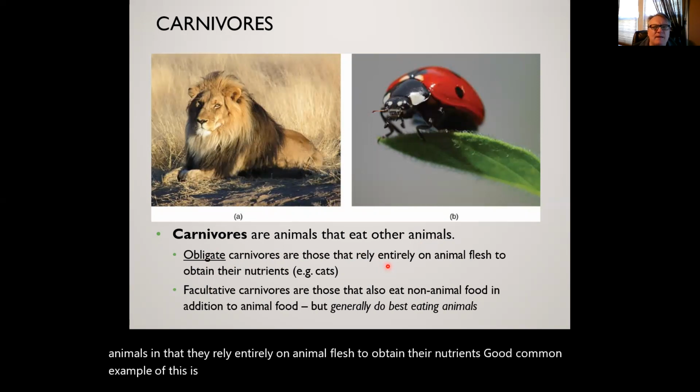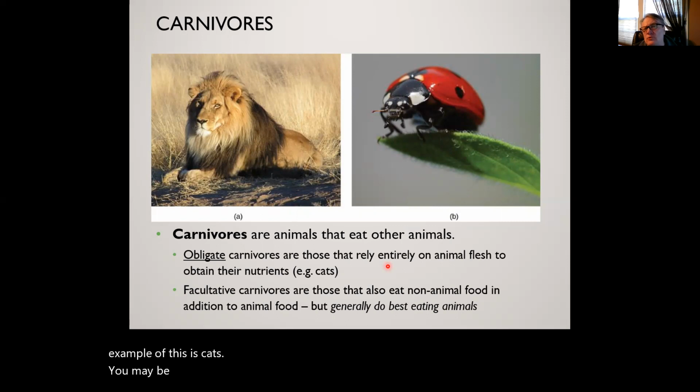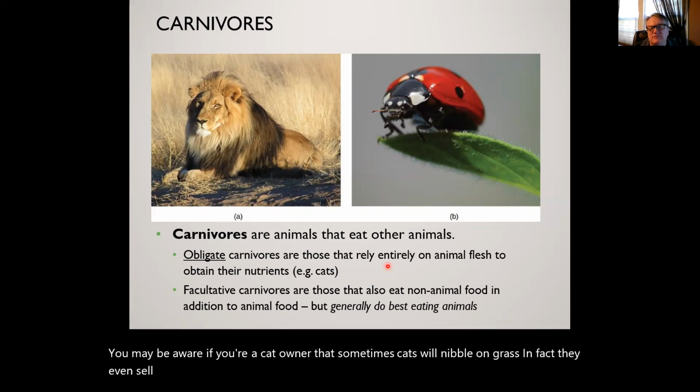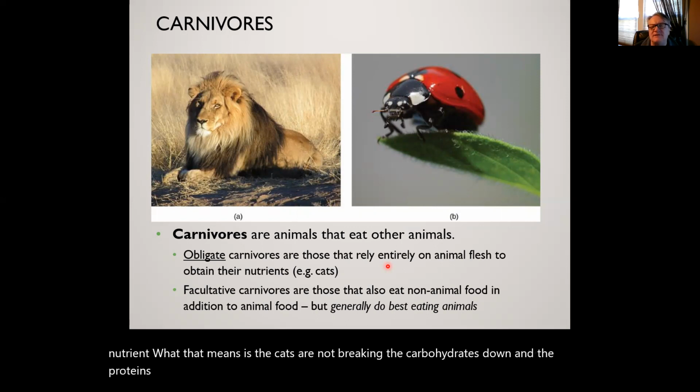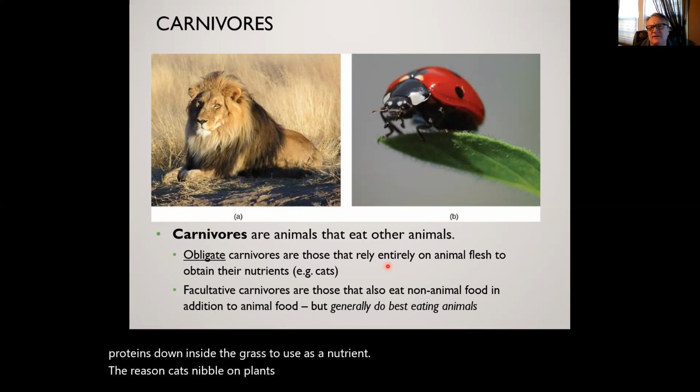Now, you may be aware, if you're a cat owner, that sometimes cats will nibble on grass. In fact, they even sell cat grass in pet stores. But the important thing to note there is the cat grass is not a nutrient. What that means is the cats are not breaking the carbohydrates down and the proteins down inside the grass to use as a nutrient.